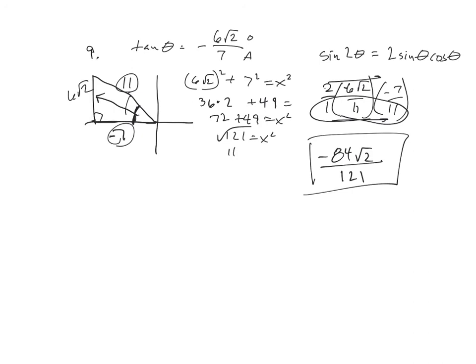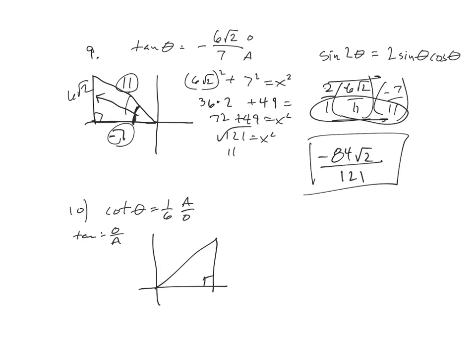And for the last one, we have that the cotangent is 1 over 6. Well, I don't know about cotangent, but I know that tangent is opposite over adjacent, so that means this is adjacent over opposite. And we're also in the first quadrant. All right. So we have adjacent is 1 and opposite is 6. Pythagorean theorem, 1 squared plus 6 squared equals x squared. So 1 plus 36, so 37. Take the square root of that, and that's going to go here.